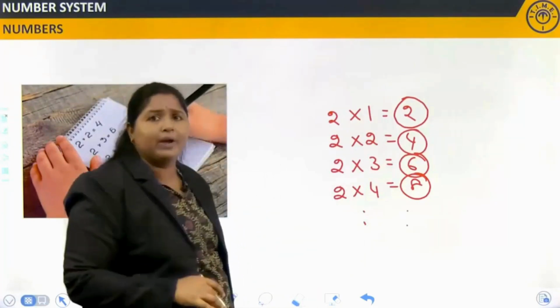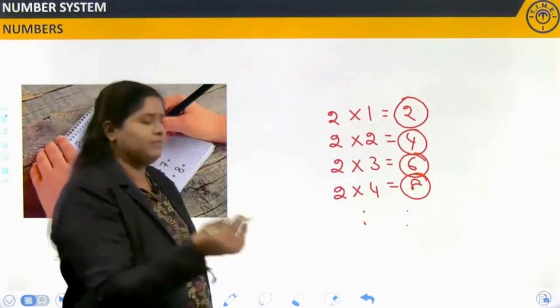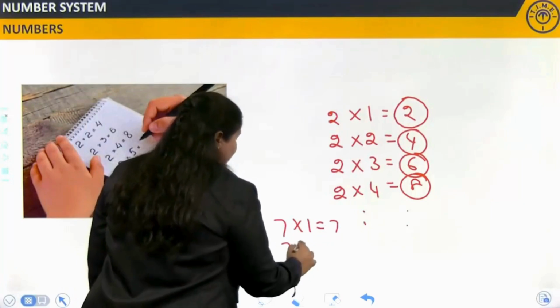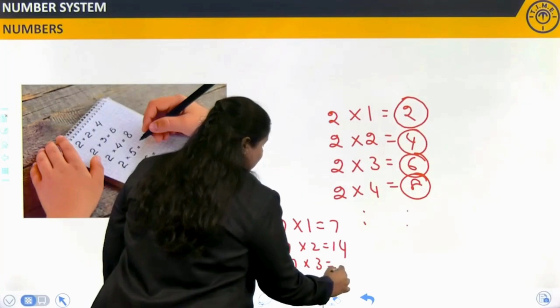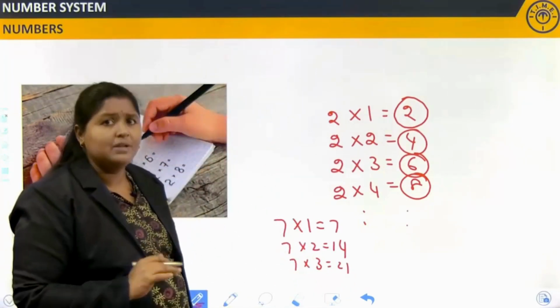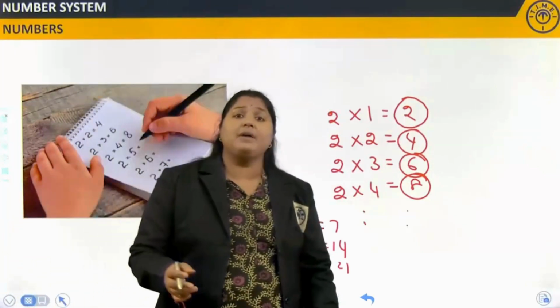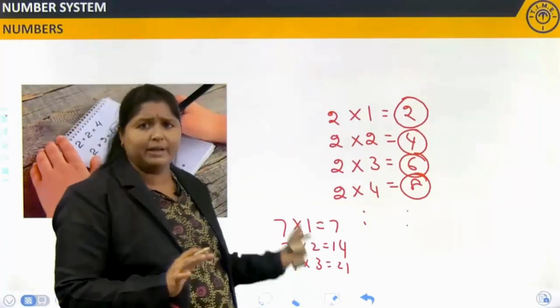If I ask you to find the multiples of 7, tell me the first 5 multiples of 7. Very simple. All you need to do is 7 ones are 7, 7 twos are 14, 7 threes are 21, 7 fours are 28, like that. You have to do up to 5, 7 fives are 35. You understood? If anyone is asking you to tell the first 5 or 6 multiples of a given number, simply tell them the multiplication table.